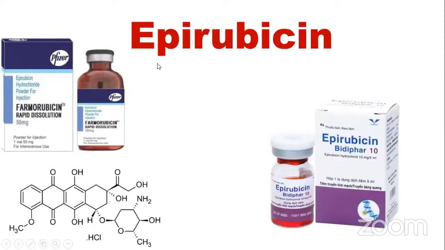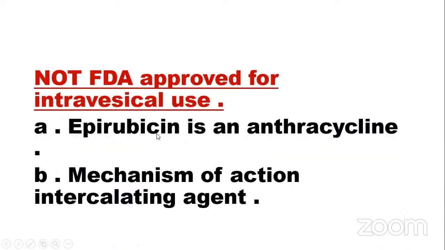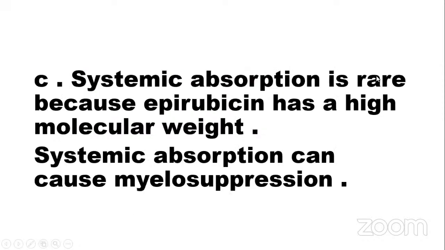We will come to the last one, known as ibuprofen. The doses come in two concentrations, 50 milligram and 10 milligram. This is the chemical structure; it contains only one NH2. It is not FDA approved for intravesical use. Ibuprofen is an anthracycline, and its mechanism of action is intercalating agent. Systemic absorption is rare because it has a high molecular weight, like gemcitabine.